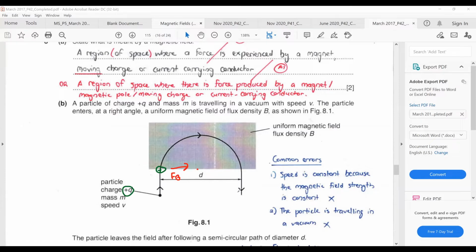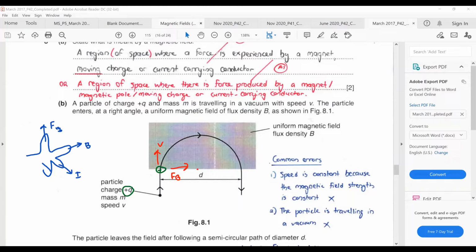Now when you look at the direction of the velocity of the charged particle at this point, it is actually moving here. And if you want to use Fleming's left hand rule, which I mentioned to you before, this one is magnetic force, this one is B, and then this one is I, right? Okay, so this one is B, and then this one is I.